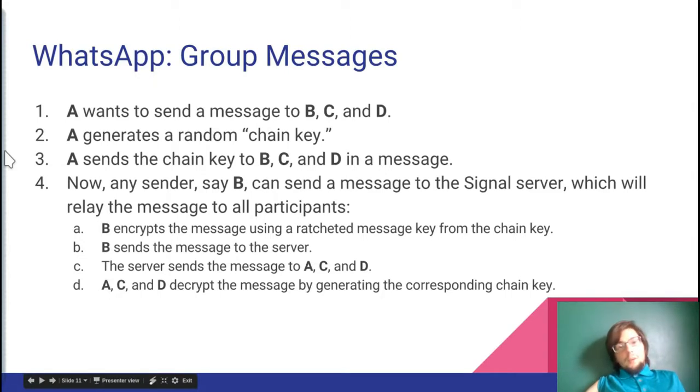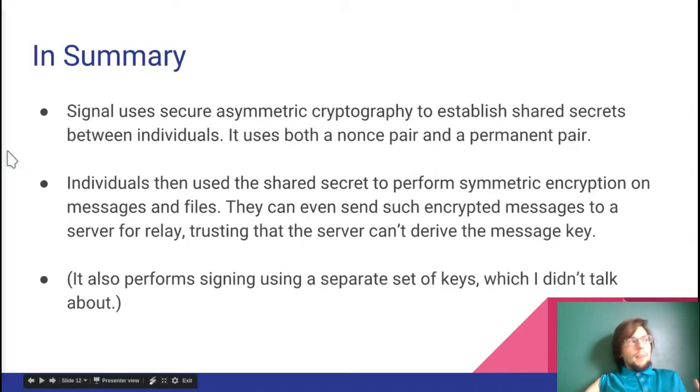But otherwise, it works really well because WhatsApp is simply unable to decrypt the messages. WhatsApp was not involved in establishing the initial chain key, so WhatsApp has no idea what the initial chain key is. So in summary, the Signal protocol as a whole, and WhatsApp in particular, uses secure asymmetric cryptography to establish shared secrets between multiple users.